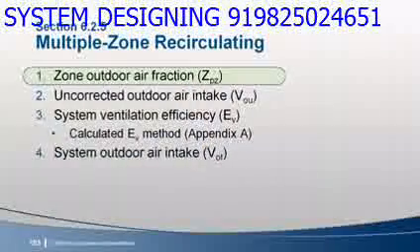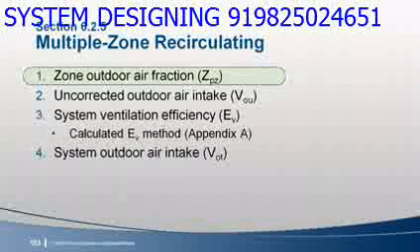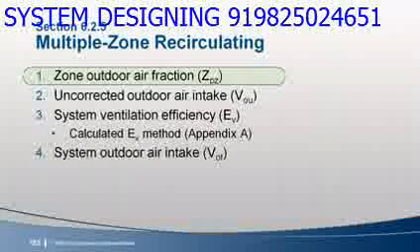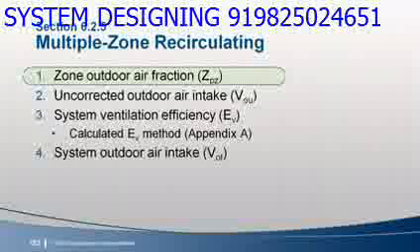Again, the ventilation rate procedure begins with zone calculations and proceeds to system calculations. We'll use the same three-zone example, so most of the steps are the same. The main difference will be in step 3, when we calculate ventilation efficiency for each zone. So, step 1 of the system calculations is to determine the zone outdoor air fractions.